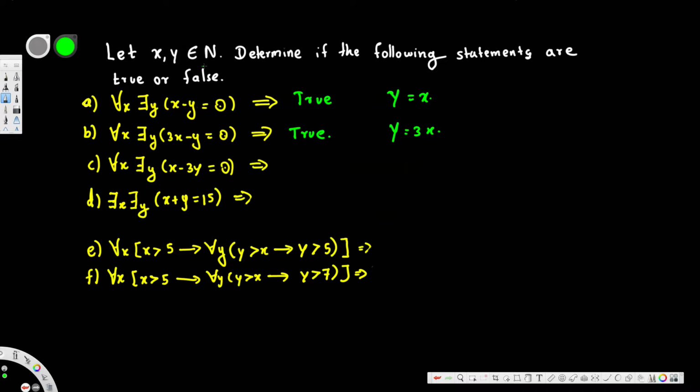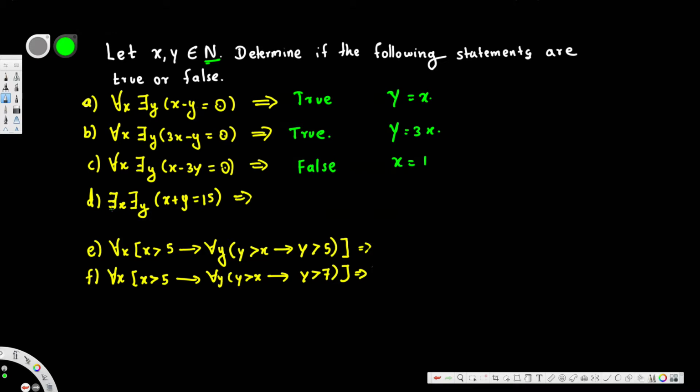But here they have mentioned x and y belong to the natural numbers. So it can be 0, 1, 2, 3, 4, 5. It cannot be a decimal number, right? So this is not true. This one is not true because for x equal to 1, it fails. So false. Example, when x is equal to 1.